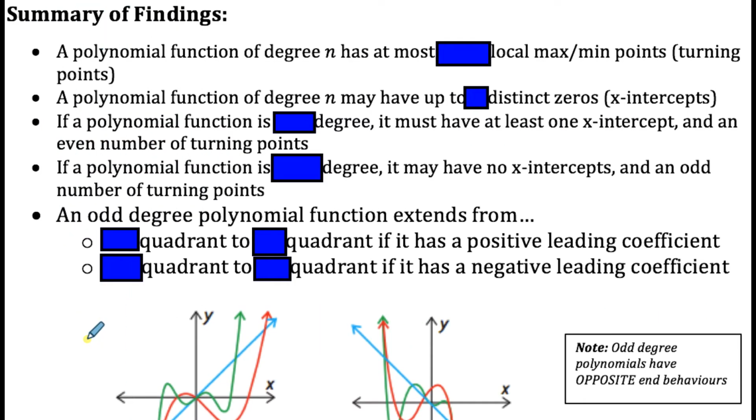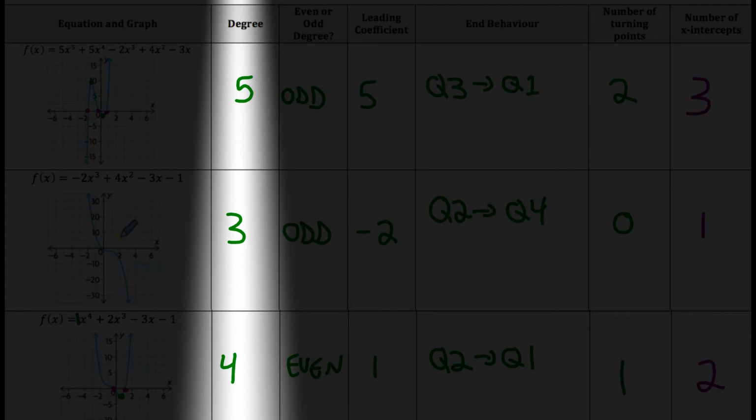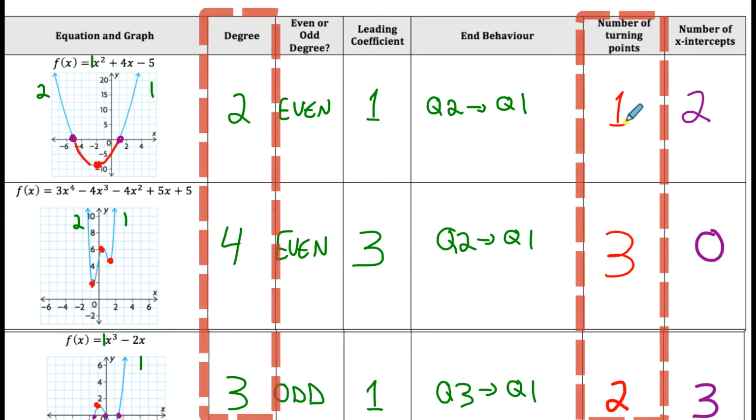Let's summarize the findings. My goal is for you to be able to see the equation of a function in standard form, know its degree, and then from that information, understand how many x-intercepts it could have and how many turning points it could have. So let's take a look back at all of these functions, and let's look at the connection between the degree of the function and how many turning points it could have. So the first row, a degree 2 has 1 turning point.